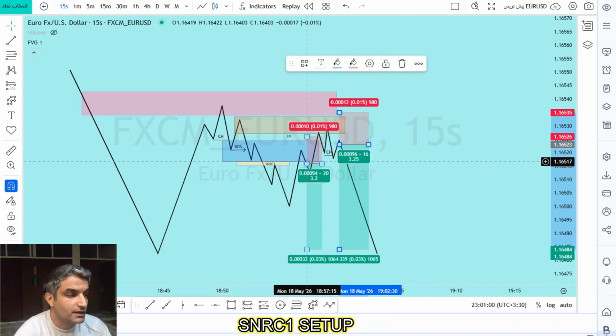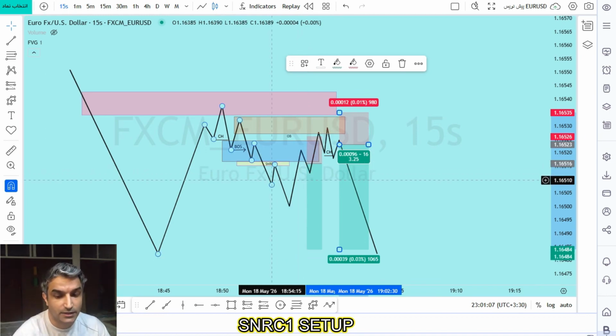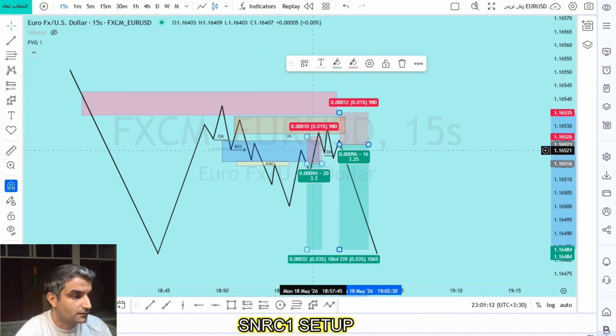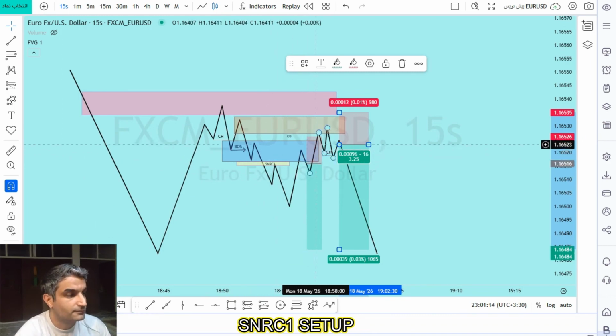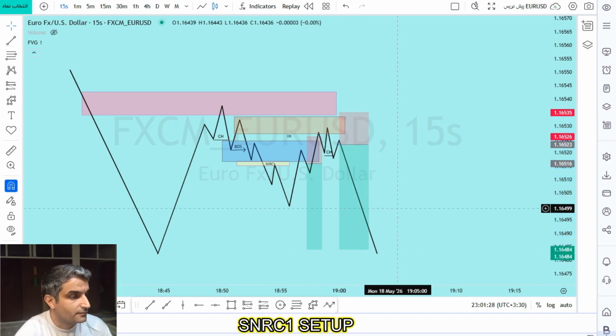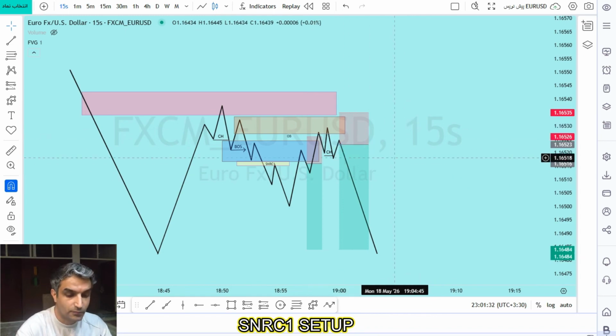Okay, so we have two scenarios when price comes to the SNRC1 area. If our scenario touched the stop loss, we're waiting for the second entry, and then we can take a profit in the market. Let's see the buy positions.